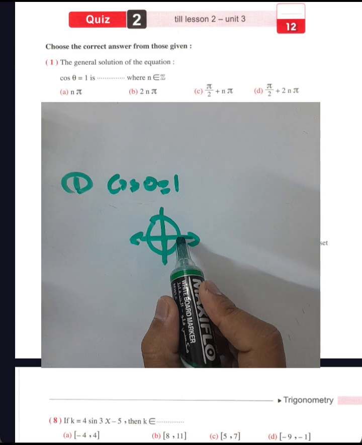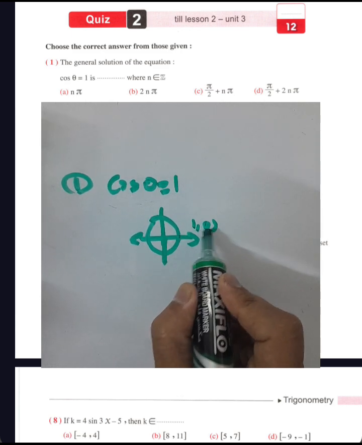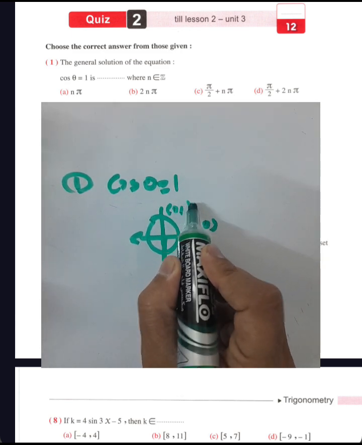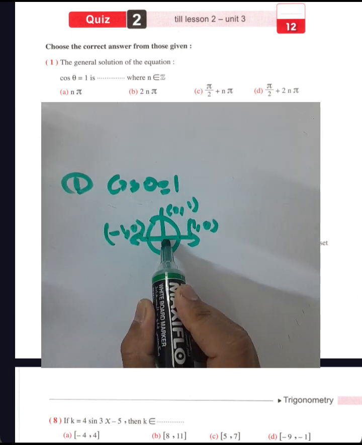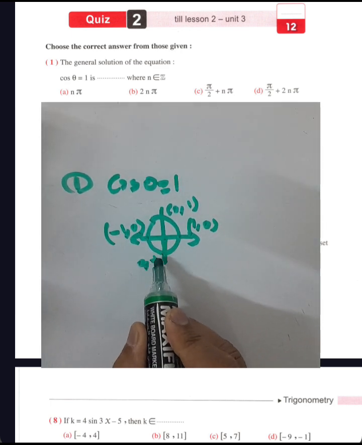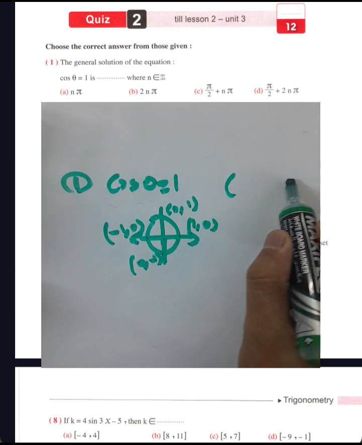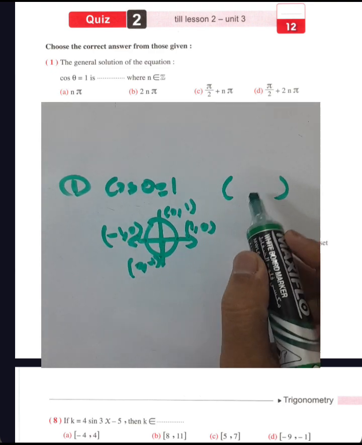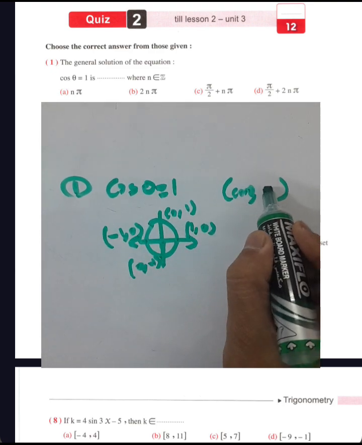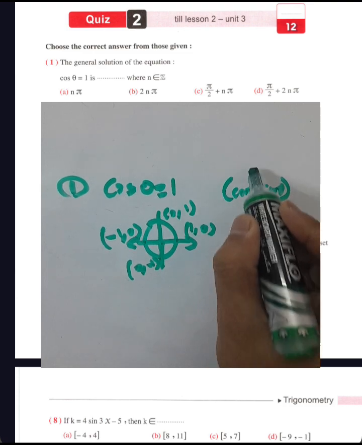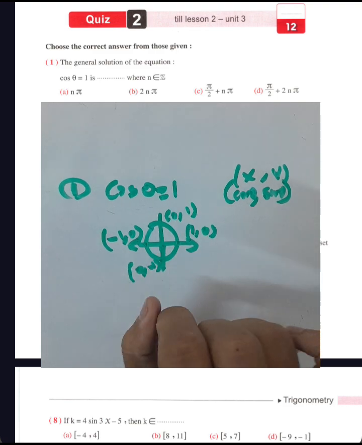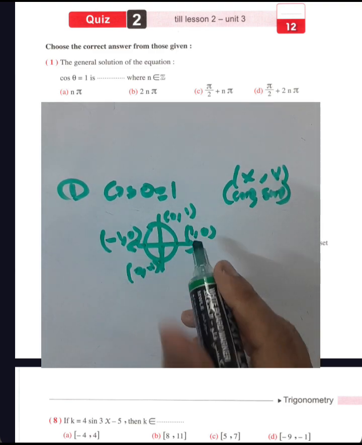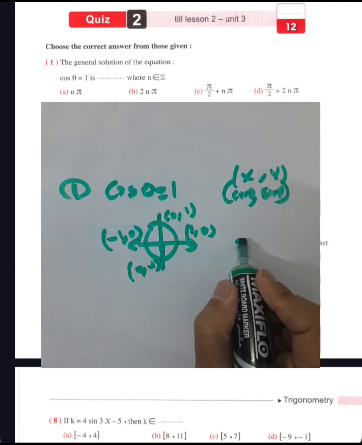We know this point is (1, 0), this point is (0, 1), this point is (-1, 0), and this point is (0, -1). Cosine refers to the first projection of any point. We have cosine theta and sine theta, x and y. The x here tells us cosine theta equals 1, which happens only when theta equals 0.